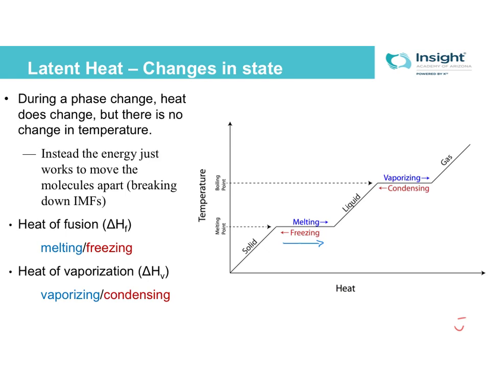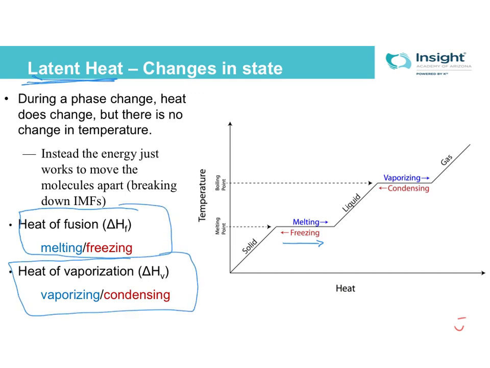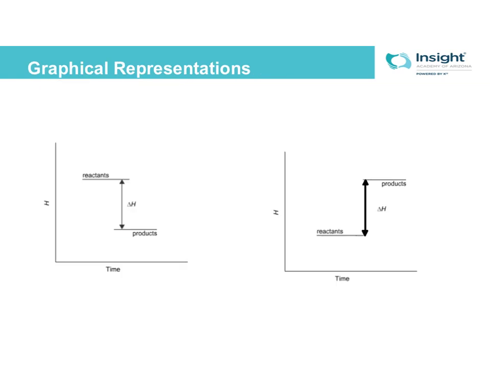So for now, we're not going to do any calculations related to this. We will in the future. Just know that this idea of latent heat is an enthalpy change that isn't associated with a temperature change. And then there are two important ones that we are going to use related to melting and freezing. We call that the heat of fusion. And then vaporizing and condensing, we call that the heat of vaporization. So this is another thing you will see related to these enthalpy changes.